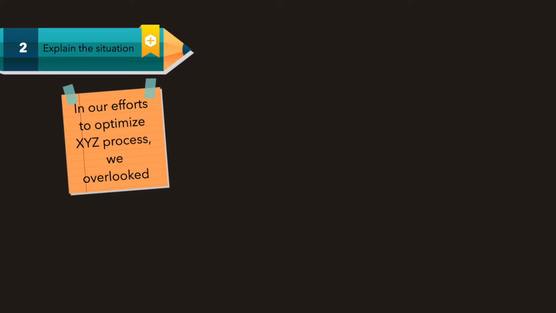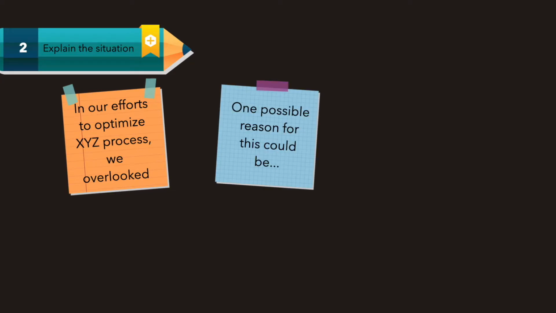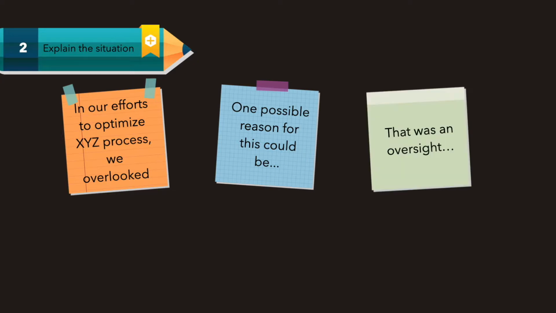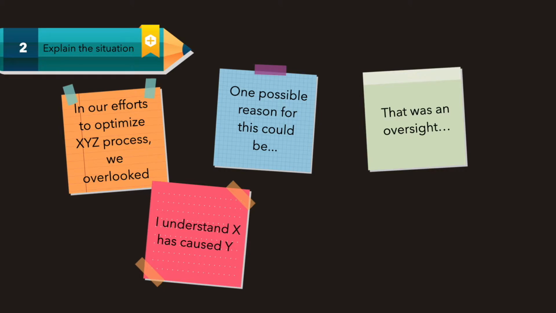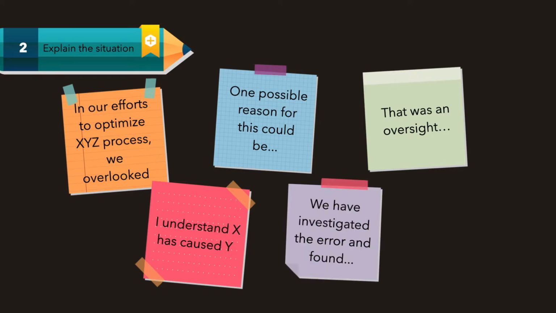Now, while explaining the situation, you can make use of the following phrases. In our efforts to optimize XYZ process, we overlooked. One possible reason for this could be. That was an oversight. I understand X has caused Y. We have investigated the error and found. These sentences demonstrate that you know what went wrong and further gain the confidence of the receiver of the email.